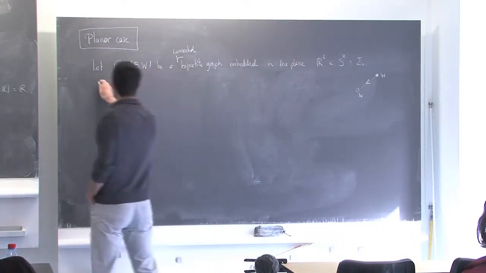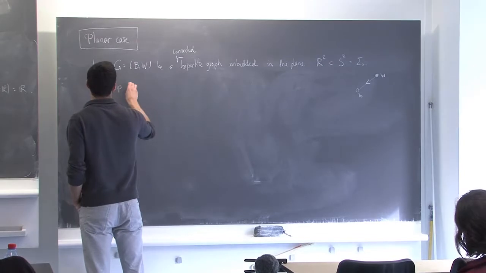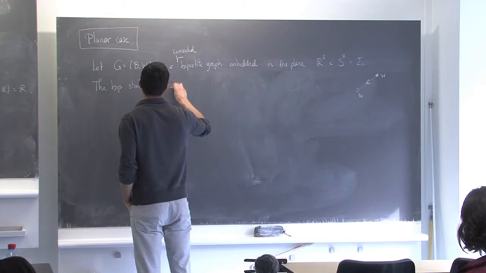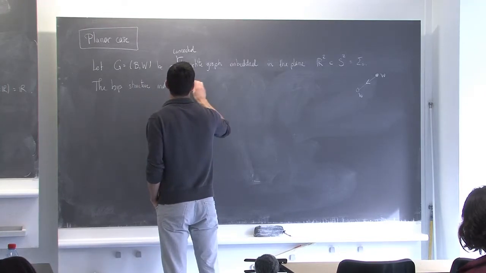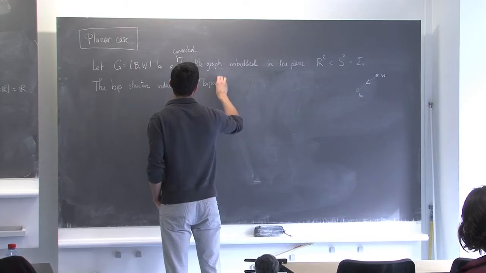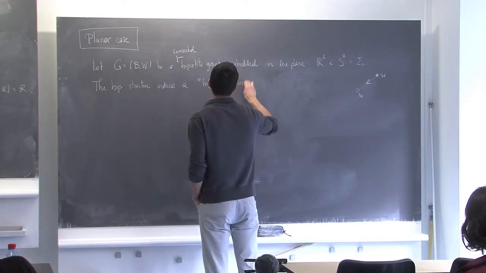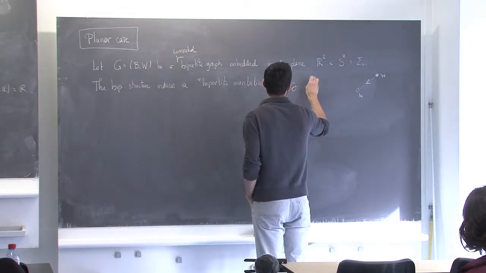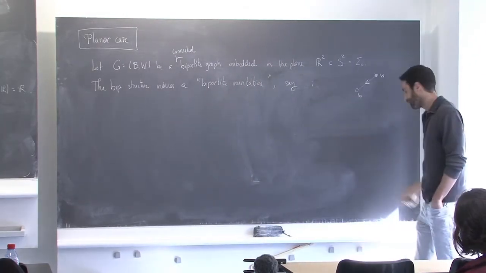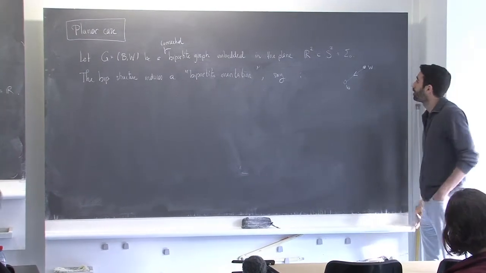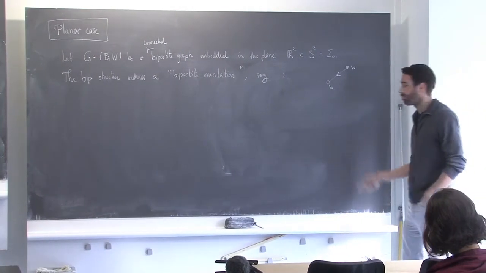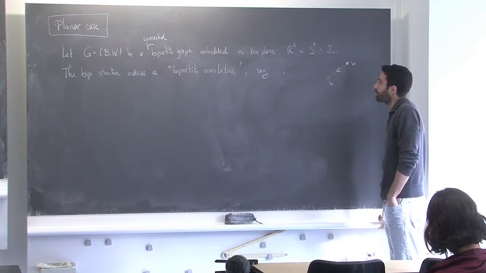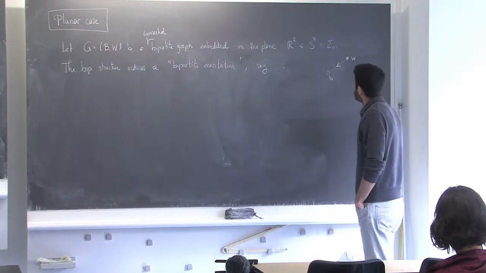So the bipartite structure induces, let's say, what we call a bipartite orientation. Say, always from white to black. Of course, you could have chosen the other one. There is absolutely no reason to choose this one, but you just fix one and then let's say it's this one. From white to black. Okay.